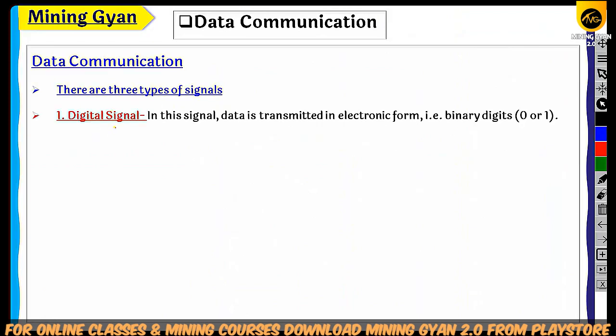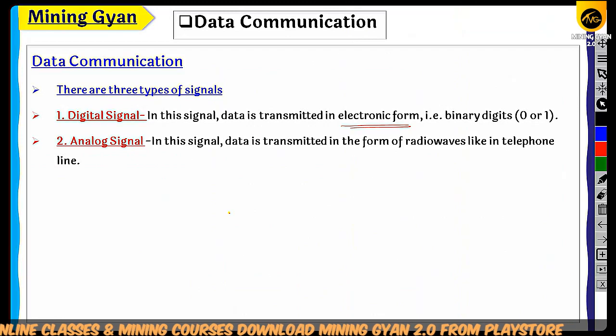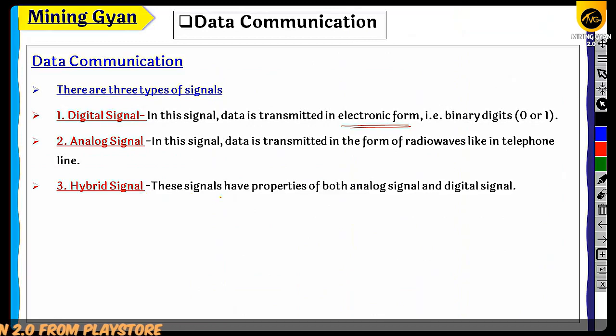The first one is the digital signal. In this signal, data is transmitted in electronic form, like binary digits, 0 and 1. Okay, the second type is the analog signal. In this signal, data is transmitted in the form of radio waves, like telephone lines. Okay, the third one is the hybrid signal. Basically, this is the combination of digital and analog signals, which can be transferred in the form of binary digits and by using radio wave links like telephone lines. These signals have properties of both analog and digital signals.